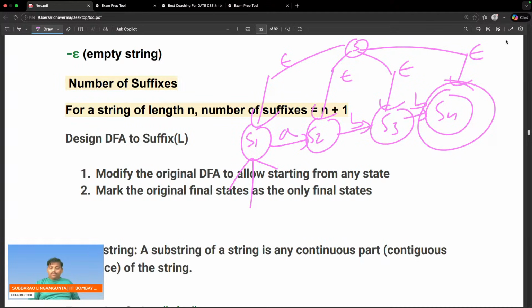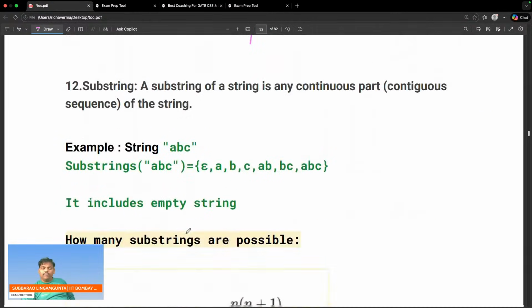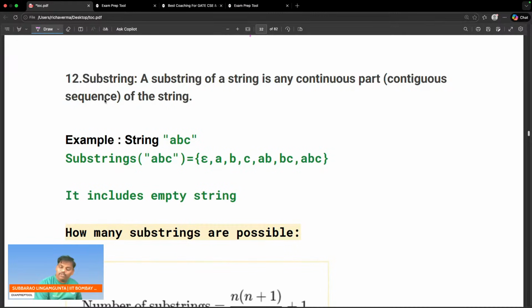What I mean to say is, in the previous one, make every state a final state. But here, make every state an initial state. How can you make many initial states? Take one common initial state, and with the help of null productions you can make it. Modify the original DFA to allow starting from any state, and mark the original final state as the only final state. Same thing you can do for substring also. I think you do a mixing of the previous two things, and you will get the substring also.